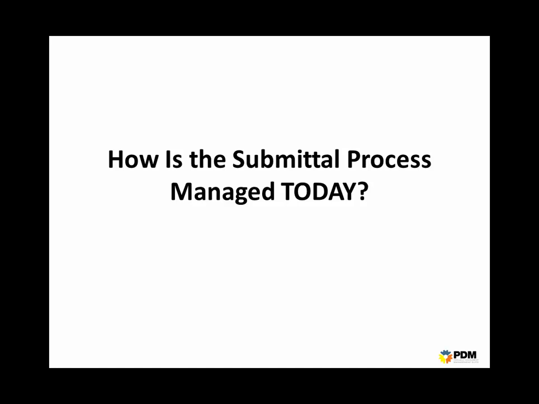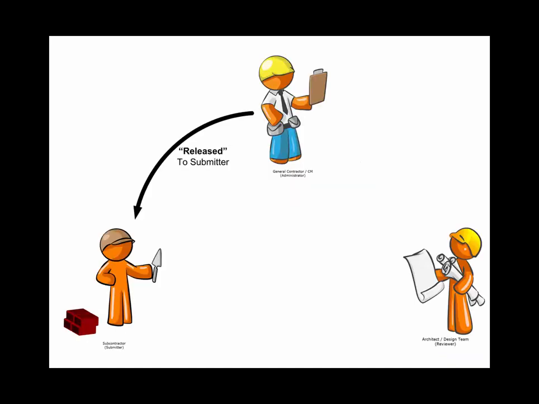Let's take a look at how this process works. The first step in the review process is for the general contractor or construction manager to create a list of all items that must be submitted and reviewed. This list is called the Submittal Item Registry. Once the project administrator has created the submittal registry, they will notify each contractor responsible for submitting information.